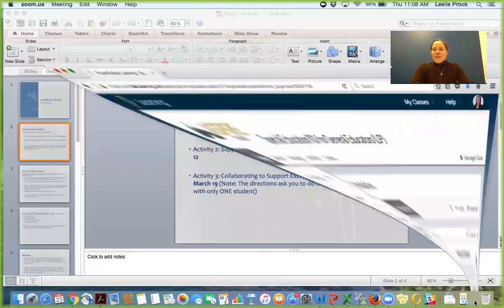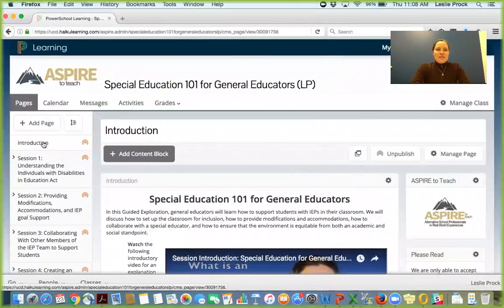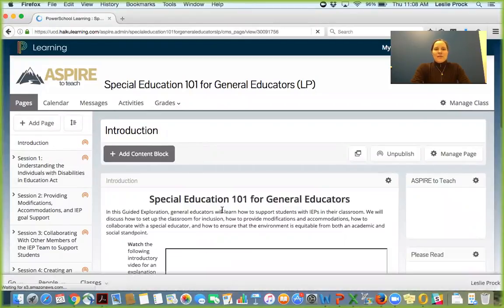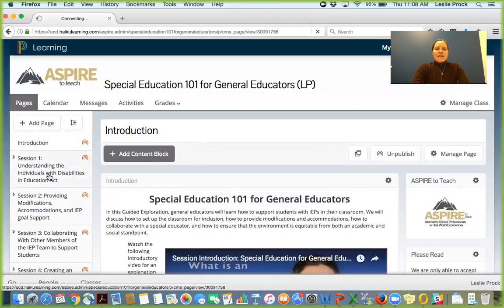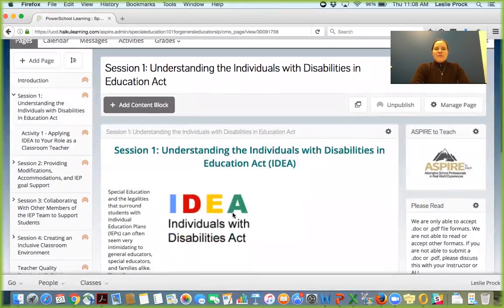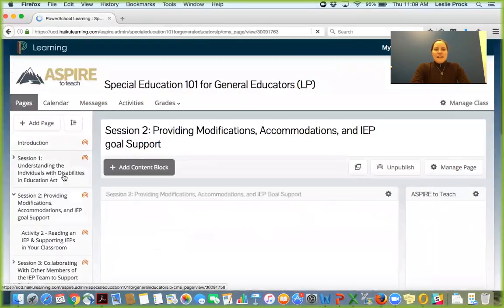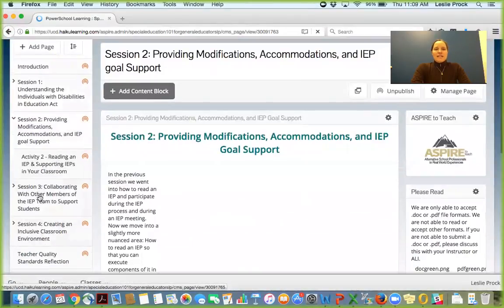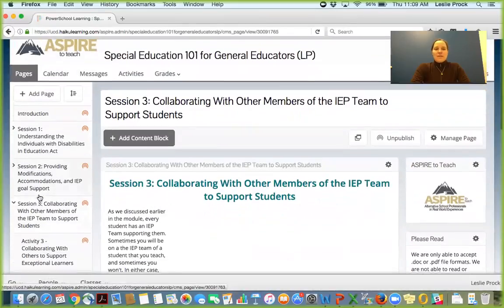Okay, so let's go into this module so you get an idea for what it looks like. There's an intro, just like always. So what are the goals of this module? Then session 1 is understanding the Individuals with Disabilities Act. Session 2 is how do you provide modifications. And session 3 is collaborating with others in your school, or other people on the IEP team.